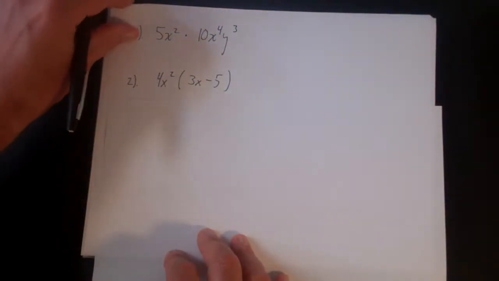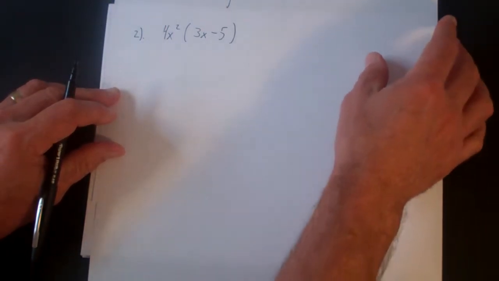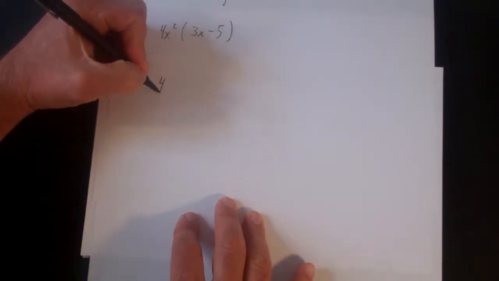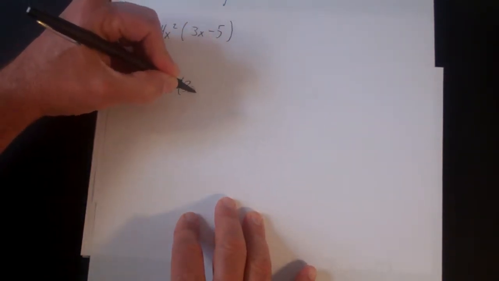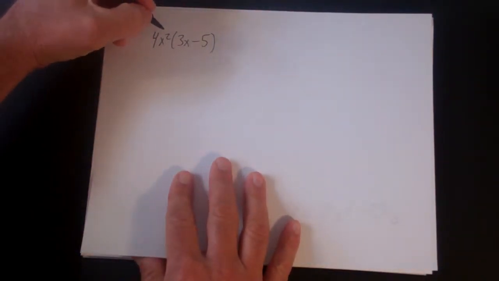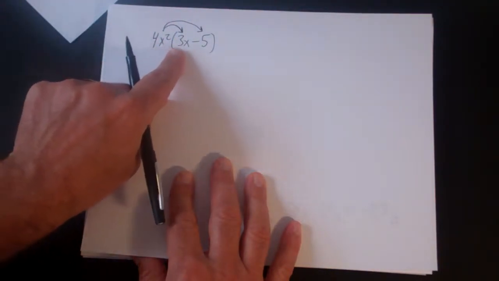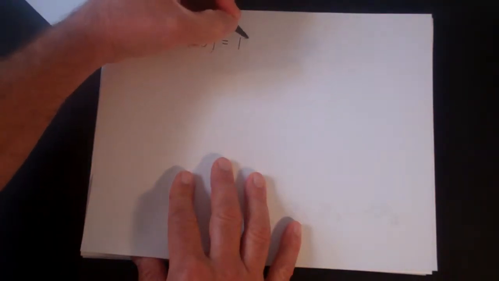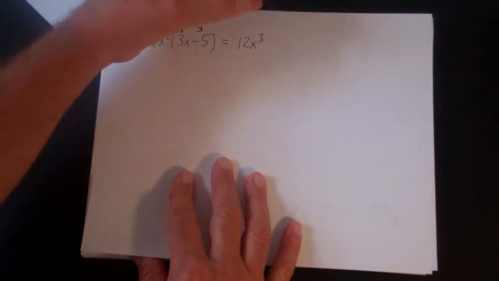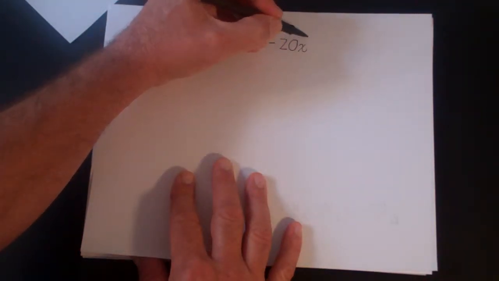Let's look at the next one, which is a monomial times a binomial. That's just distributing, right? When you have a parentheses and you have something outside like this, 4x squared times 3x minus 5, then all we're going to do is simply distribute into the parentheses. So that's 4x squared times 3x, that's 12x to the third, and then 4x squared times minus 5, a positive times a negative becomes a negative, and it's just minus 20x squared.